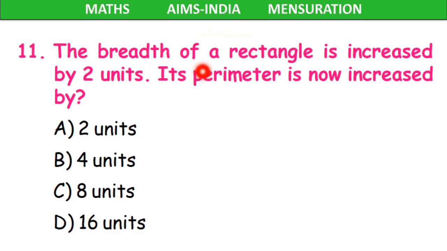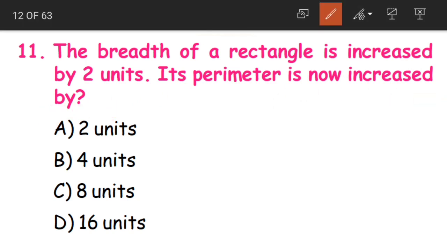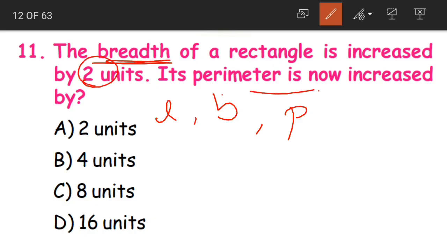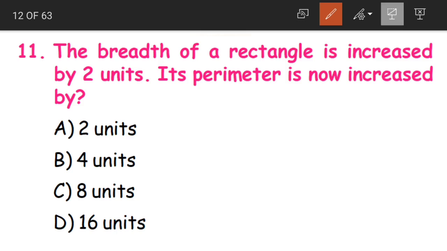Coming to question 11: the breadth of a rectangle is increased by 2 units. Its perimeter is now increased by dash. See, an easier way to solve this question is, what are they saying? They did not give us the length, the breadth, or the perimeter of the rectangle. They are just asking us, if we increase the breadth by 2 units, then what will happen to the perimeter of the rectangle? See, we can take our own figures.